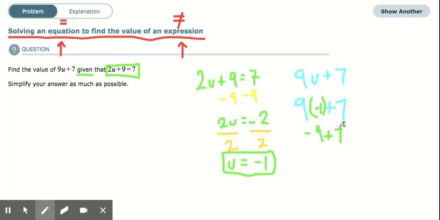When you add a negative and a positive, you look at the larger sign. The larger sign is negative because 9 is greater than 7. So you know there's going to be negatives left over. And how much bigger is it? It's 2 units larger than 7. So your answer is negative 2.